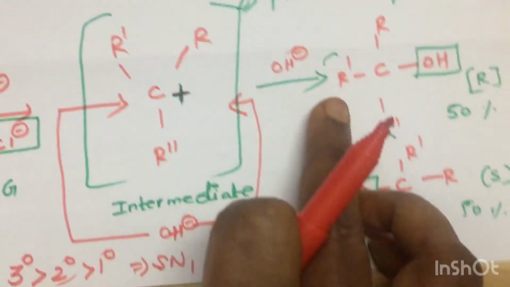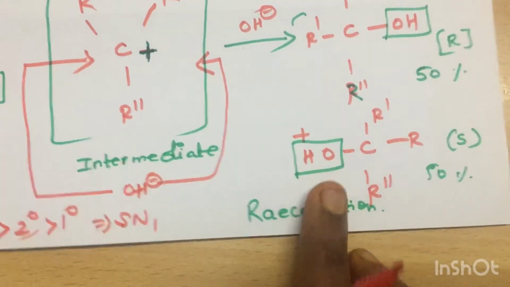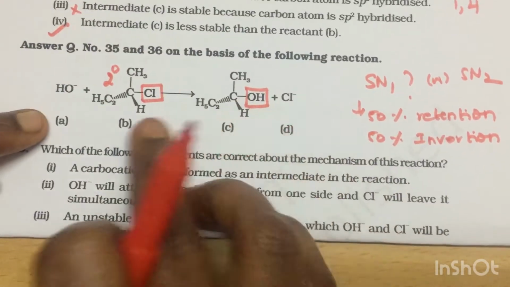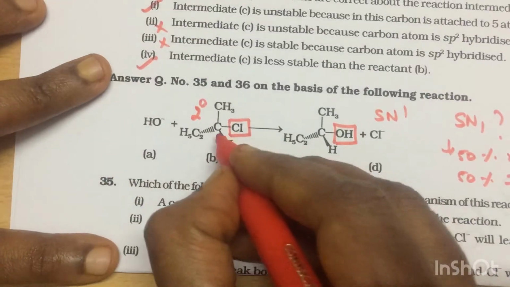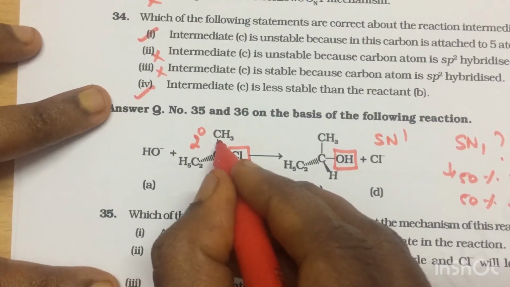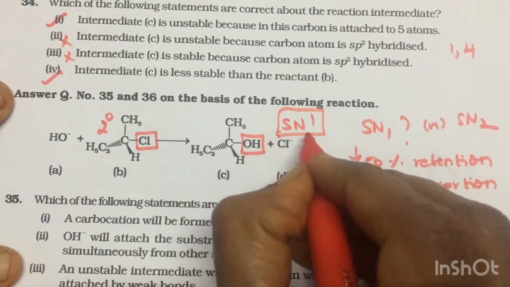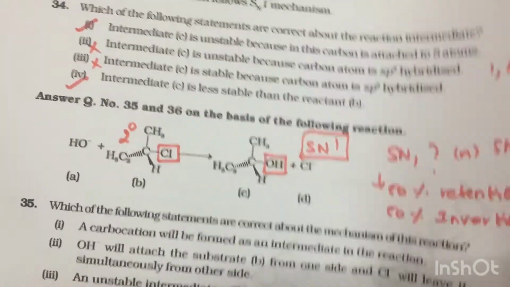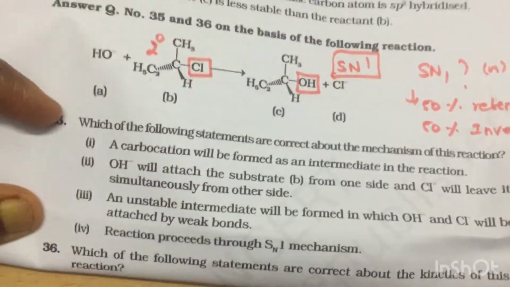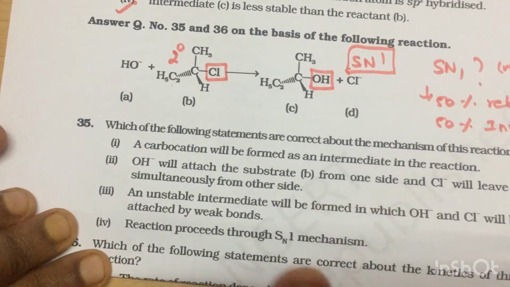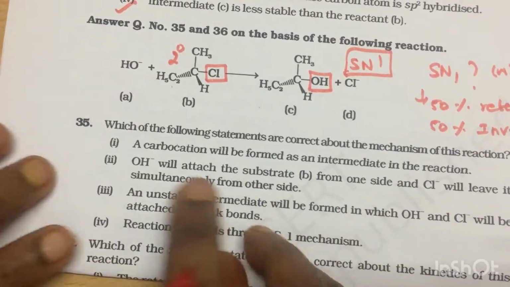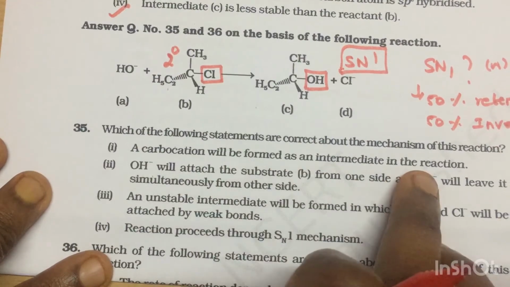What is retention? So this is the retention product. This is the inversion product. So here we get a clue that it has undergone the SN1 pathway. And also this tertiary is somewhat overcrowded, with one methyl and another one ethyl, so it would have preferred SN1 mechanism. Which of the following statements are correct about the mechanism of this reaction? In SN1 mechanism, there will be a formation of planar carbocation, right? A carbocation will be formed as an intermediate in the reaction.